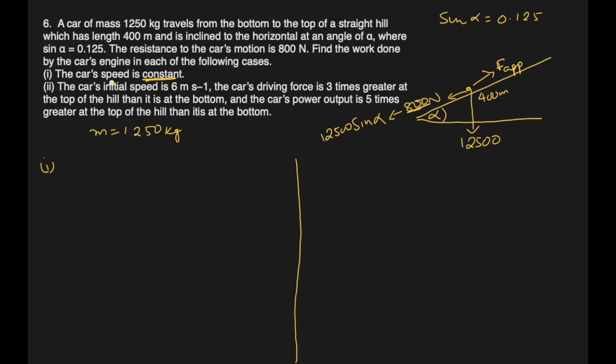When is the car's speed constant? When acceleration is 0, because there is no difference in velocity. If velocity is not changing, acceleration is equal to 0. That means F net, which is equal to mass times acceleration, is also 0, right? F net is equal to applied force minus resistive force. Since this is 0, applied force becomes equal to resistive force. So whatever is the sum of these two will be the applied force, right?